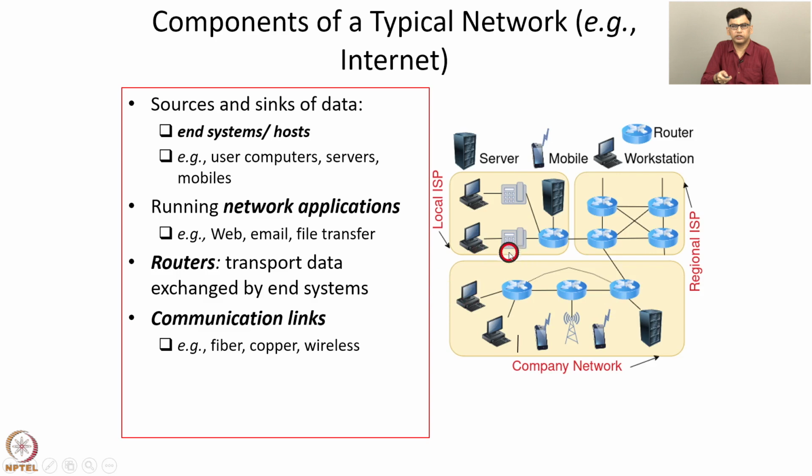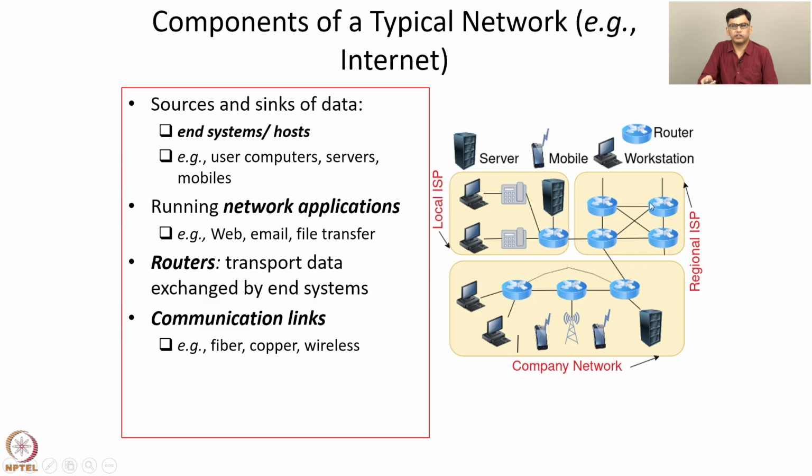These end systems or hosts run various network applications which are familiar to us, such as web, email, file transfer, and so on. And apart from these end systems, there are also routers which are shown here by these blue icons. They transport the data exchanged by end systems between different end systems. For example, a file might be transferred from this server to this client through these routers. So this server might send its file to this router, which forwards it to this router, which forwards it to this router, which forwards it to this modem, which forwards it to this end system.